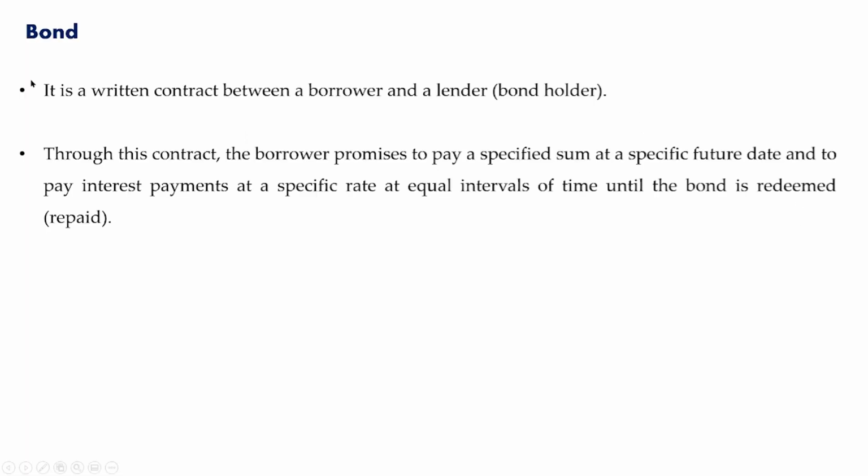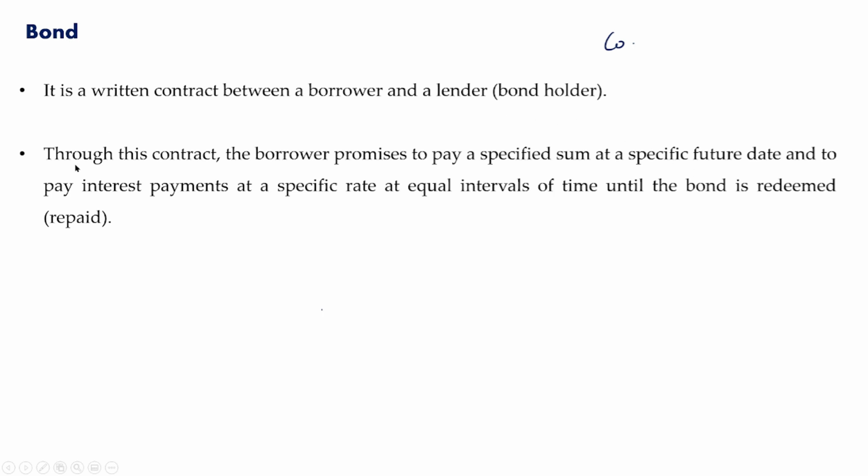First we will see what a bond is. Usually there are investors who want to invest money, and companies will be in need of money. So those companies will issue bonds. So bonds are basically issued by companies. A bond is a written contract between a borrower and a lender. The company which is issuing the bond is the borrower, and the investor who is lending money and holding the bond is the bond holder.